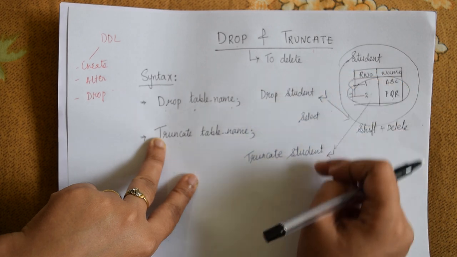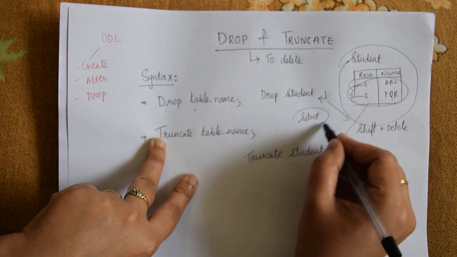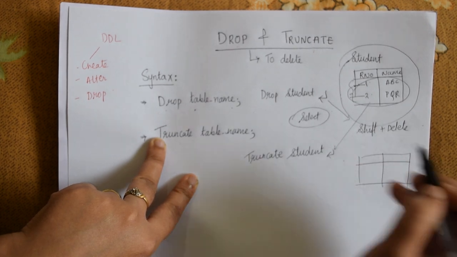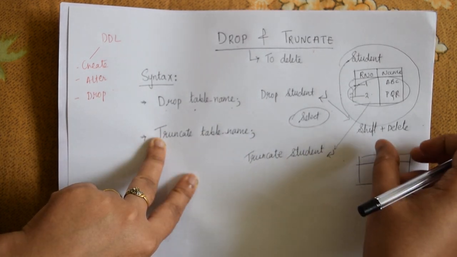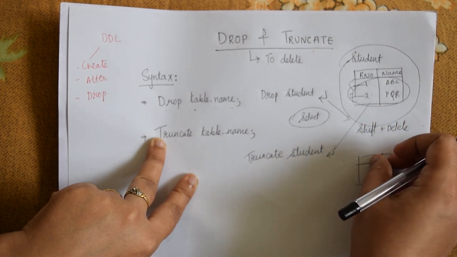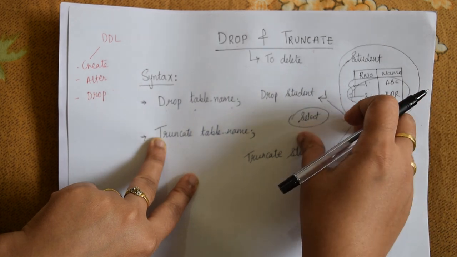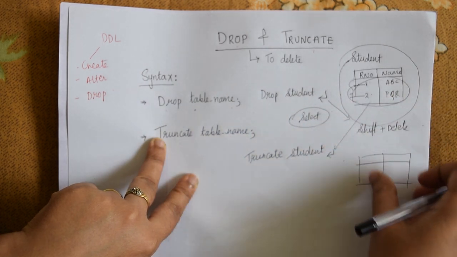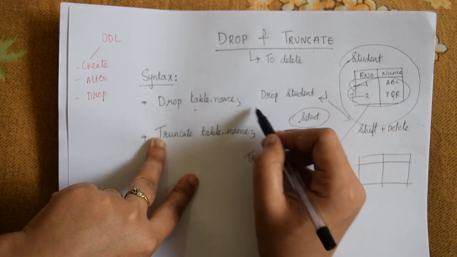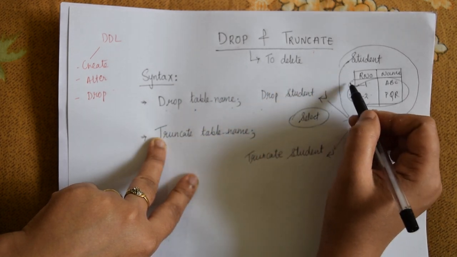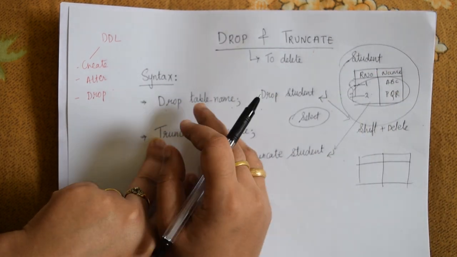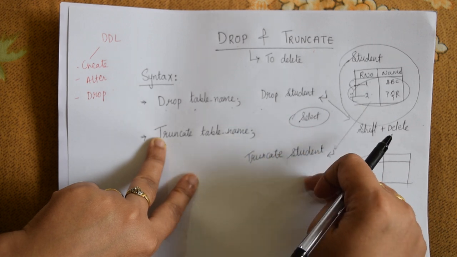Okay, so after execution of truncate, if you execute the select statement, then you will get the structure without any records. Records will not be there, but the structure will be there. So if you want to add more records, you can add them. Okay, your table is there in the database, but there are no values. Okay, after the drop command, your table is permanently deleted from the database. Understood the difference between drop and truncate?